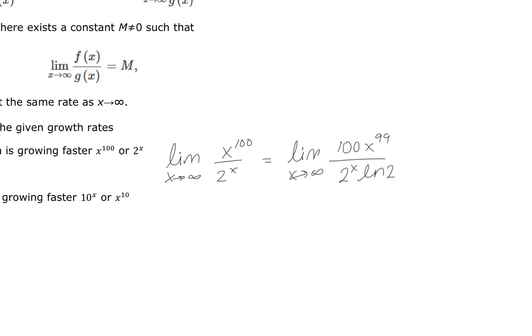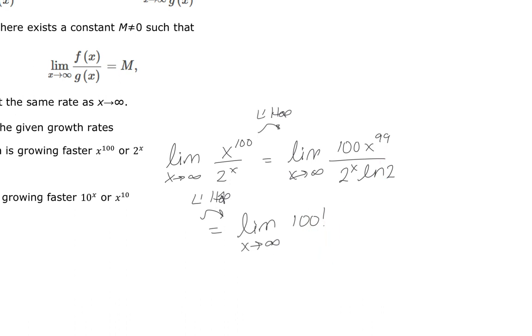Eventually, with a whole bunch of L'Hopital's, let's assume I've just done a bunch of them, I'm going to end up with the limit as x goes to infinity of 100 factorial. Why 100 factorial? Well, the next derivative is going to give 100 times 99, and the next will be 100 times 99 times 98. So I'm going to have 100 factorial.